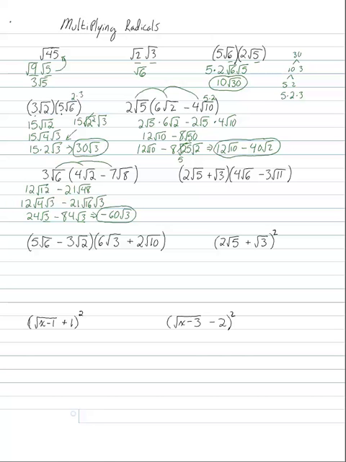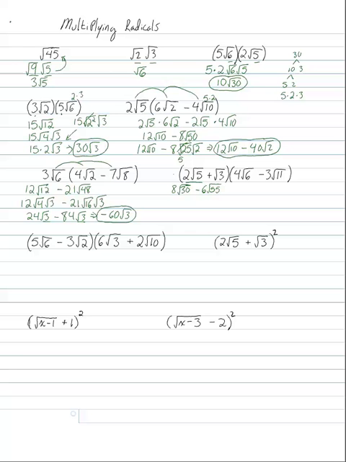Say we have 2 square roots of 5 plus square root of 3, that binomial, times 4 square roots of 6 minus 3 square roots of 11. Binomial times a binomial means I'm going to FOIL. So I'm going to take my 2 square roots of 5 and multiply that through. 2 square roots of 5 times 4 square roots of 6 should give me 8 square roots of 30. 2 square roots of 5 times minus 3 square roots of 11 should be minus 6 square root of 55.